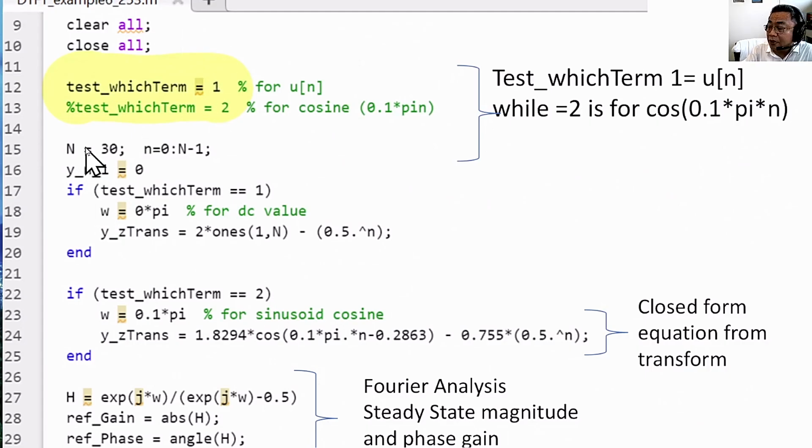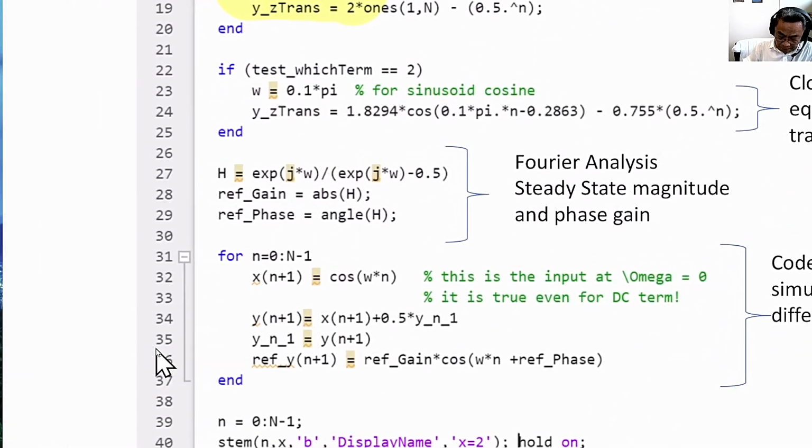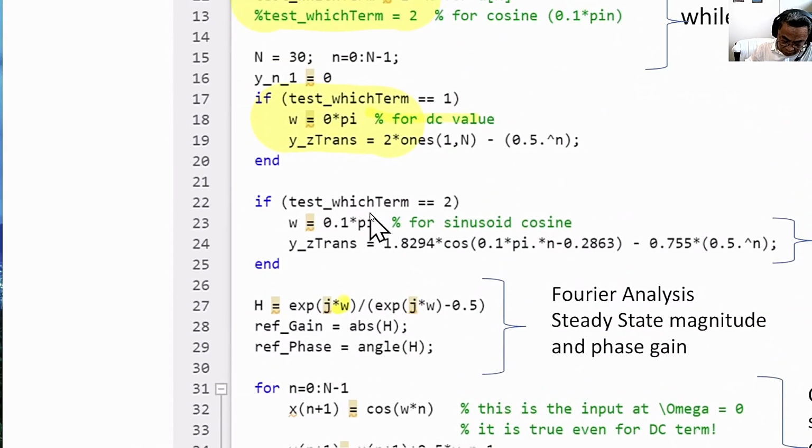Now I'm going to use only 30 samples, and then what I do is that I write this code, which basically says that if I'm going to test term 1, I'm going to use omega to be 0 pi. If I'm going to test term 2, it's 0.1 pi. You ignore line number 19 and 24 first. If I'm going to use Fourier analysis, I have to substitute the correct omega. So this omega comes from line 18 as well as line 23, setting different terms.